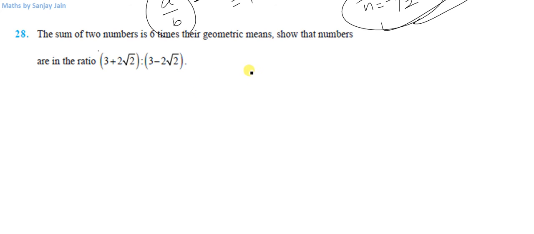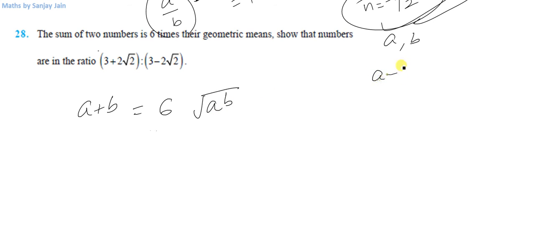The sum of two numbers is 6 times their geometric mean. What does that mean? Sum of two numbers, let those numbers be a and b. So sum of those two numbers is 6 times their geometric mean. So sum of these two numbers is a plus b and it is 6 times their geometric mean. Show that the numbers are in this ratio. So I have got a plus b equals 6 square root of ab. If I can obtain a minus b, I will be able to find this ratio a is to b.